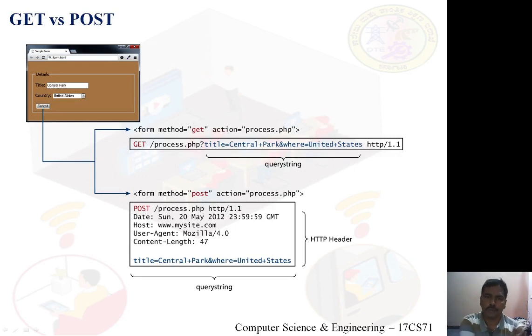So have a look at this slide carefully. First, have a look at the web page. The web page is very simple, right? It contains one simple form with two input fields. One is a text box field and the other one is a drop down menu select field.